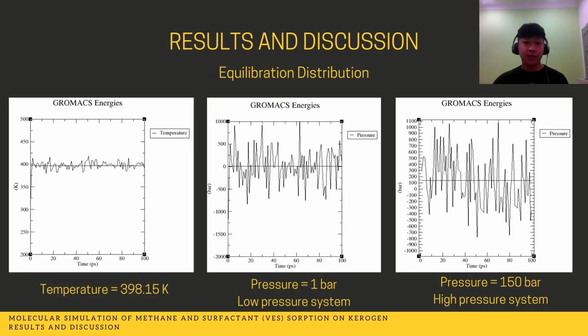When it comes to the result section, these are important to ensure that our model achieves the intended environment. All models have temperature of 398.15 degrees Kelvin according to the average line. When the simulation is intended for 1 bar, the average line is at 1 bar and the same goes for 150 bar. This gives confidence in our model that they are simulating accurately.